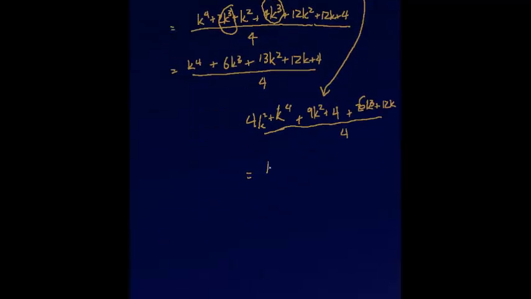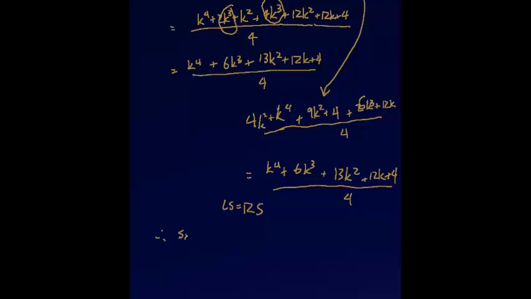Your math teacher is not going to like my form. It is equal to k to the fourth plus 6k cubed plus 13k squared. The k squared terms are over here, plus 12k from here, plus 4, all over 4. So left side is equal to right side.